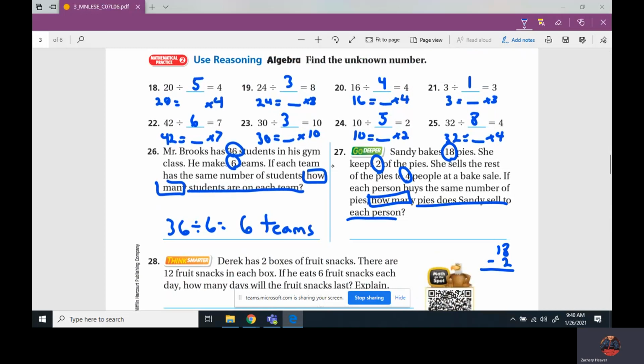8 minus 2 is... 1 minus nothing is 1. So now she has 16 pies, and she sells those 16 pies to 4 people. Aubrey, what are you going to do with that? What's our equation? I want to see the equation. What's equals? 4 what? Guys, on your homework today, when you're writing it, I do want to see your equations. From now on, I want to see your equations.